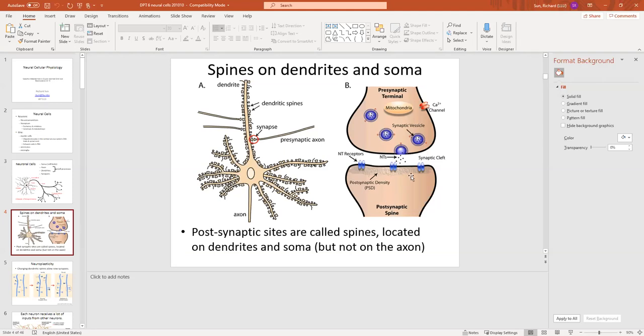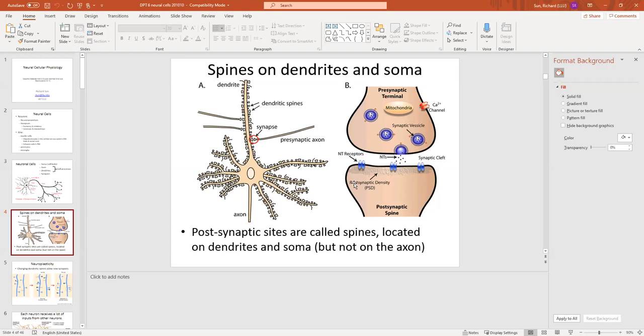This may seem new here, but we have something similar in the neuromuscular junction, right? So here is the motor neuron. The neurotransmitter in the neuromuscular junction is acetylcholine, and the receptor is the nAChR. So that's very similar to what we see here in the nervous system.